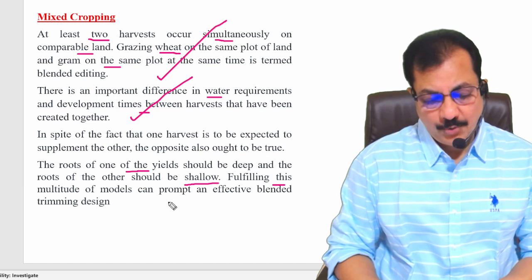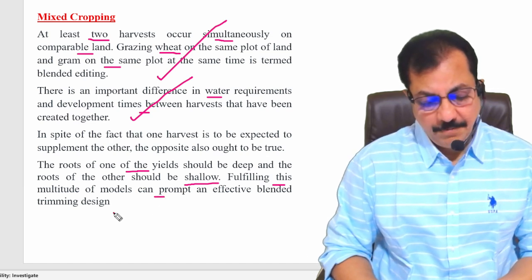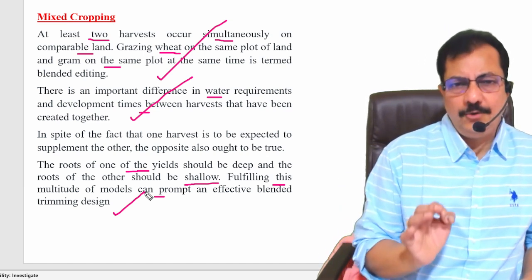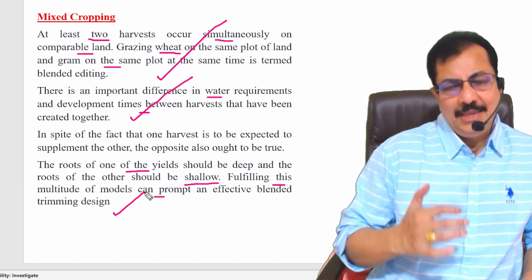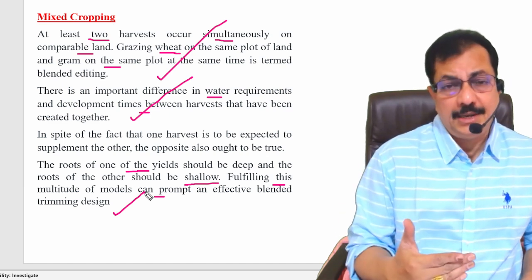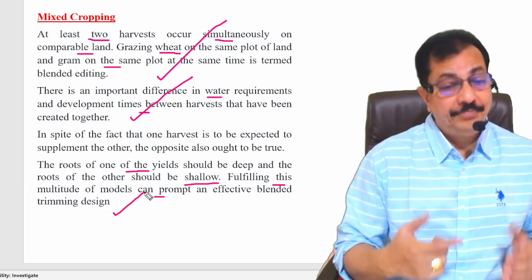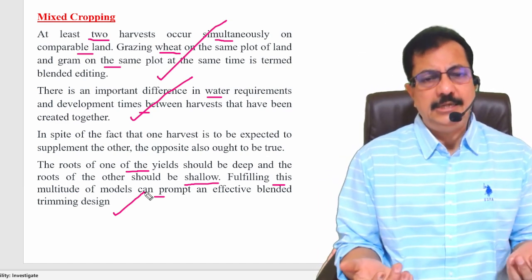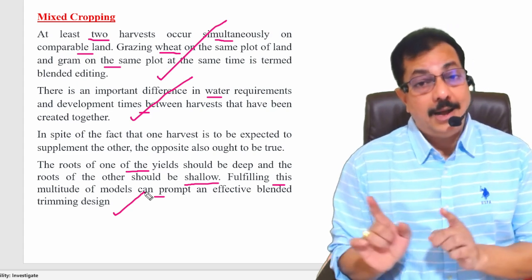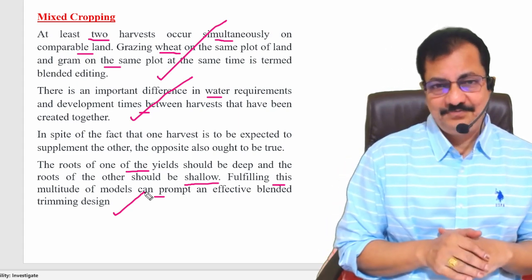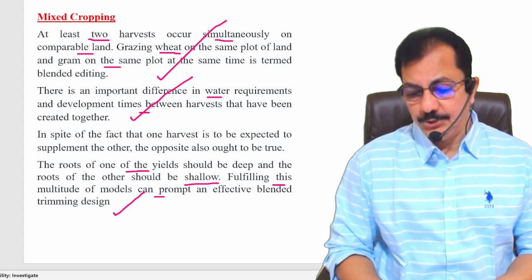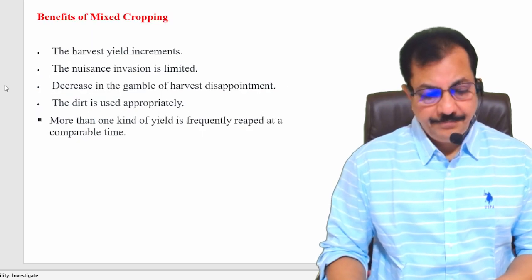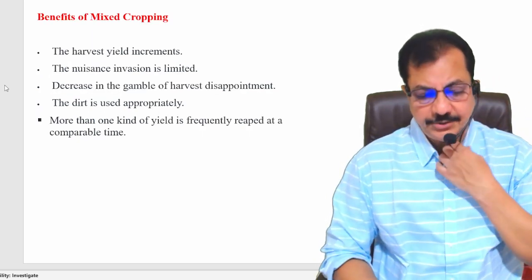Fulfilling these conditions can prompt an effective mixed cropping design. So these are all the mechanisms that are followed by our agriculture people to increase the yield, to increase the productivity of not just one crop. Clear? They are going for the mixed cropping system at the same time. For any reason, if there is a failure of one crop, the other crop will be saving the farmers. Am I clear? So that is one advantage with the mixed farming system. Clear? So from here let's go ahead and see what are the benefits of mixed cropping.